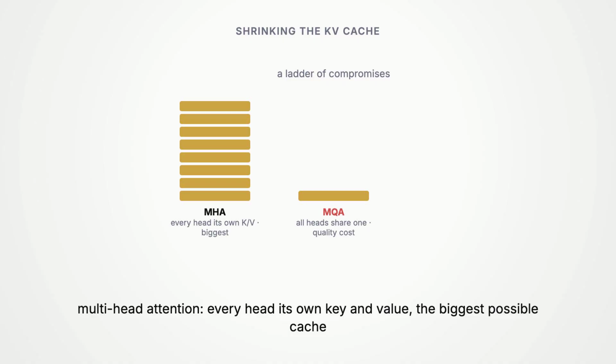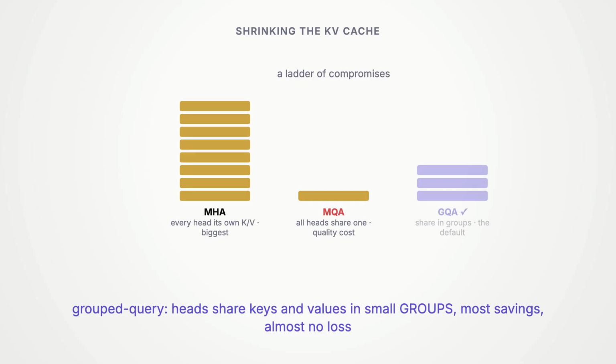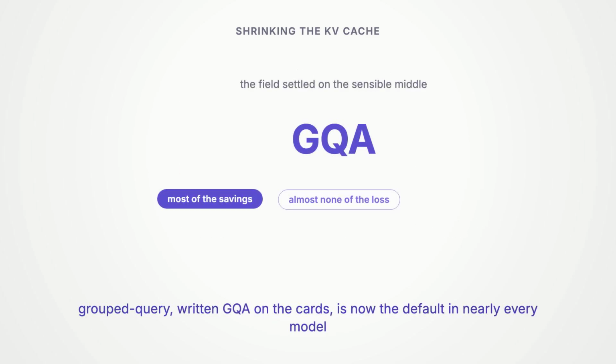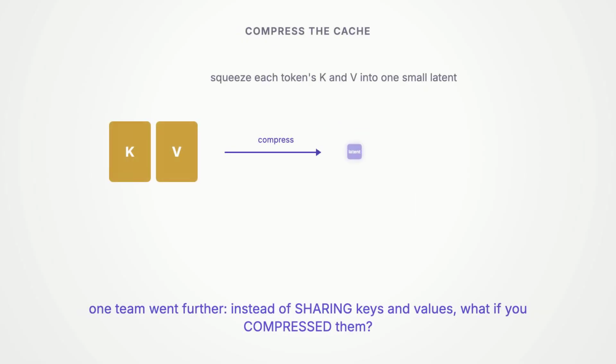So the field settled on the sensible middle, grouped query attention. Let heads share keys and values in small groups. Most of the savings, almost none of the loss. That group design, the one written GQA on the model cards, is now the default in nearly every model you have heard of. But one team went further, and it is the cleverest move in the bunch.